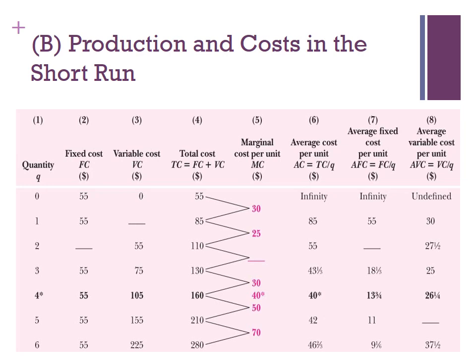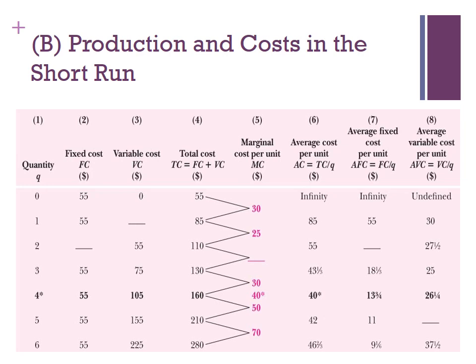What about marginal cost? Marginal cost is the change in total cost divided by the change in quantity produced. Here the change in total cost, 85 minus 55 gives 30, divided by the change in quantity produced, 1 minus 0 equals 1, so 30 divided by 1 equals what? Equals 30, and so on for the whole figures.